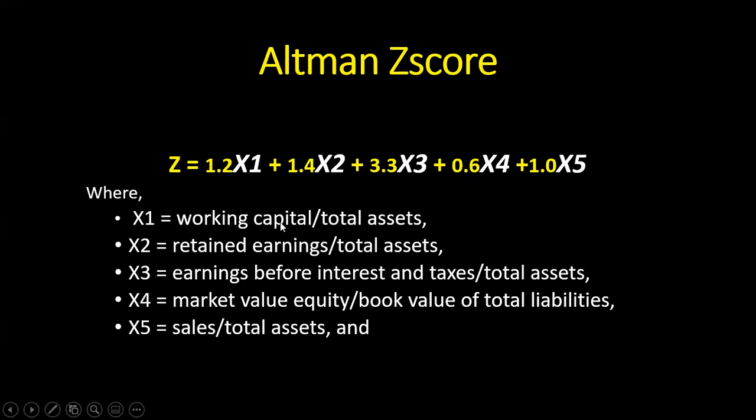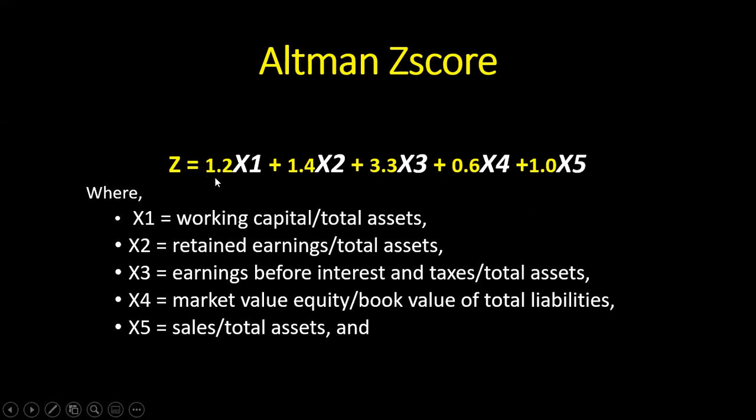X1 is working capital by total assets. X2 is retained earnings by total assets. X3 is earnings before interest and tax by total assets. X4 is the market value of equity by the book value of liabilities. And X5 is sales by total assets. We'll pick up each one of them and try to understand the relevance of those ratios.